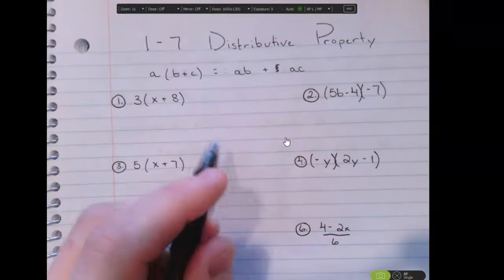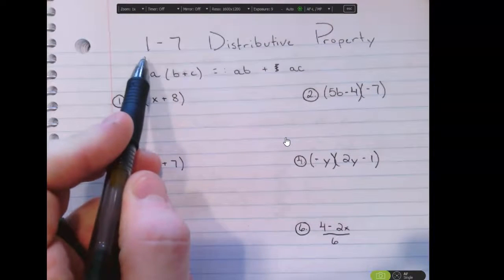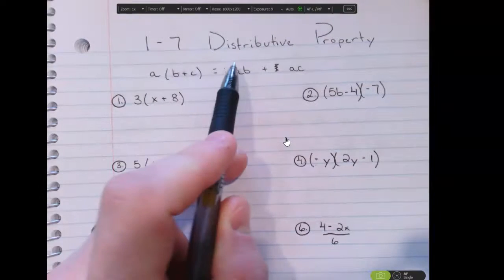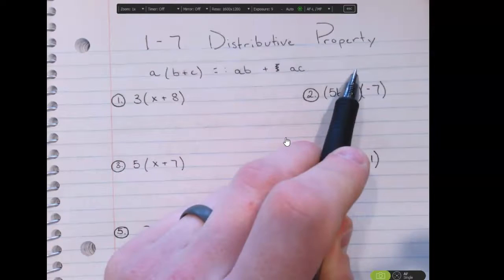Let's go ahead and get started with today's lesson. So we've got Chapter 1, Lesson 7. We've got the distributive property.